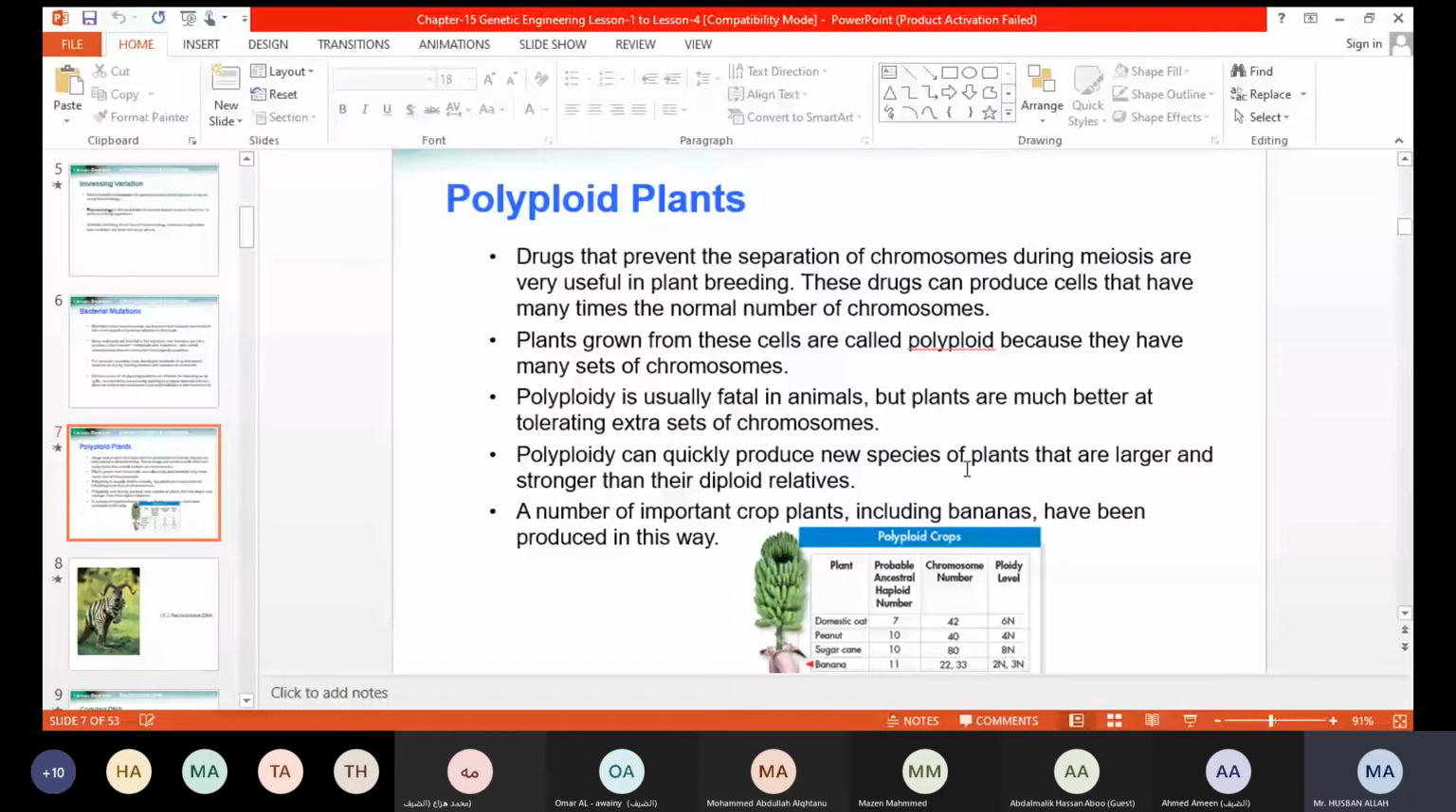So the plants which are polyploid will reproduce quickly, and they will be larger and stronger compared to their ancestors and their parents. A number of important crop plants, including banana, have been produced in this way. With the help of polyploidy, a lot of plants have been produced with this technology. Besides bananas, we have domestic oat, peanut, and sugarcane. These are prepared with the help of polyploidy.